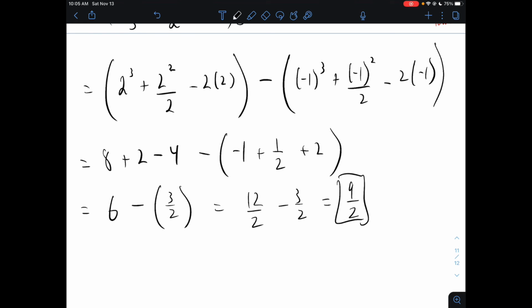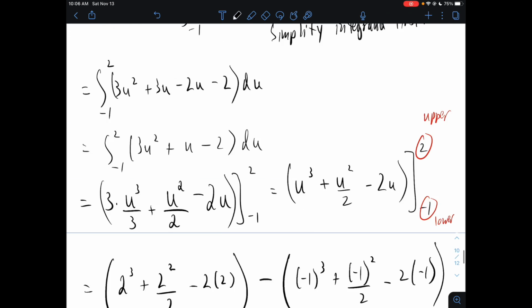Remember, we said that our integral will give us a number. And so in this case, we get the number 9/2 for the area that's under the curve, in our case, 3u squared plus u minus 2.